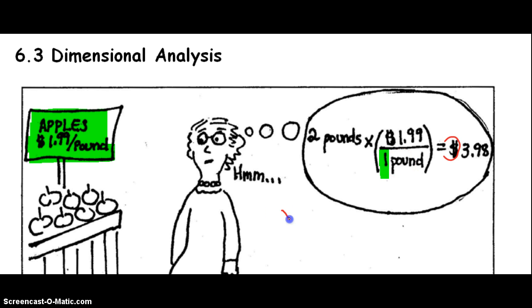Well, anything over itself is equal to 1. So this is understood over 1. So we had $1.99 times 2 pounds over 1 pound. So our pounds have canceled out, just like our ones would cancel and turn into 1.